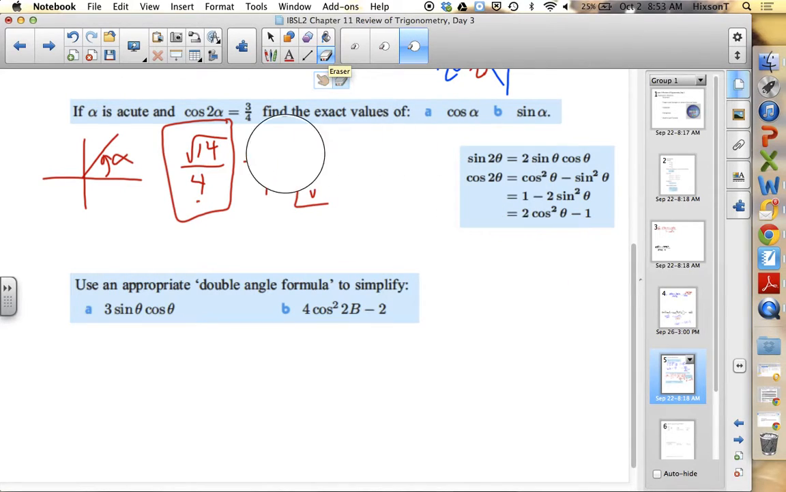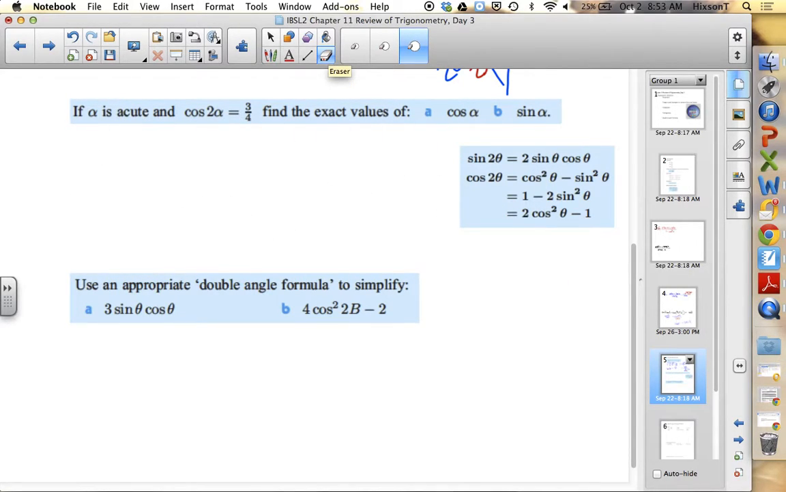What did you guys get for sine? Guys, put other stuff away, okay? 1.34. Exact. No. Right? We want exact values, okay? So leave it in terms of radical. Root 2 over 4. You got root 2 over 4, yeah, that's what I was looking for, okay?